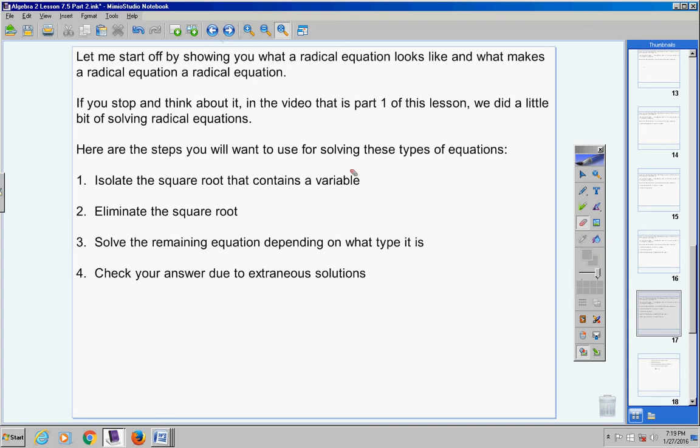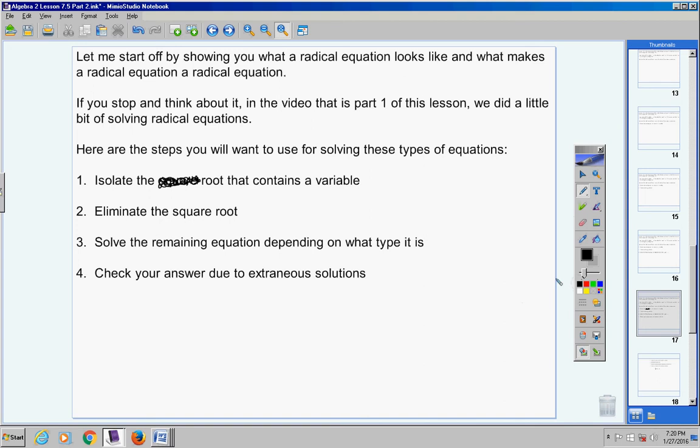First of all, we're going to isolate the square root that contains a variable. You want to get that radical all by itself. I put a square root. That is really poor teaching. It might be a cubed root or a fourth root. Isolate the root. Very sorry, students. Isolate the root that contains a variable.